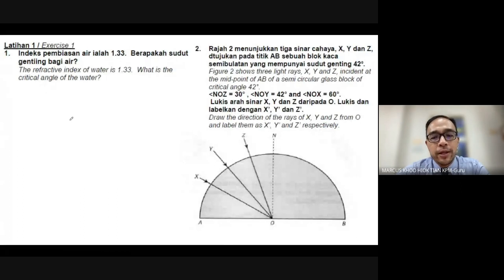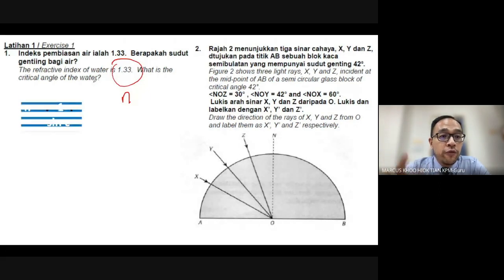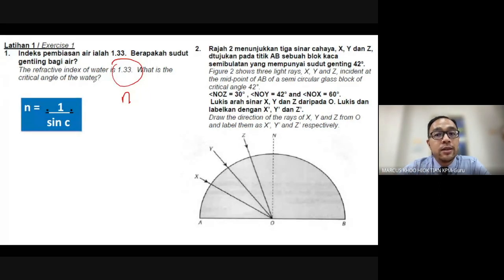Let's do a couple of exercise questions so that we get to know this. The refractive index of water is 1.33, so 1.33 refers to n. What is the critical angle of water? We want to find C. The formula we have is n equals 1 over sine C.